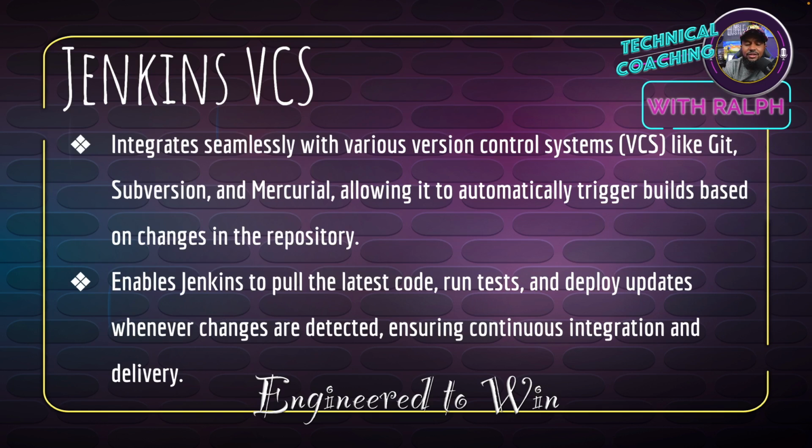You have a branch in Git. And then you go ahead and you make some changes. You push the code up, and that should trigger Jenkins based on the changes that you pushed up. It should trigger Jenkins to run your tests and deploy the updates.